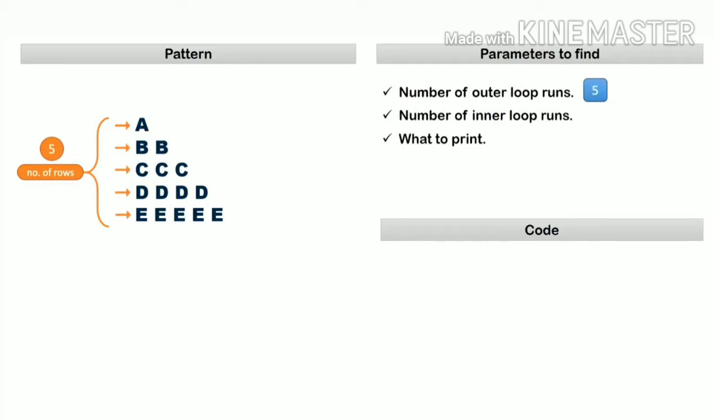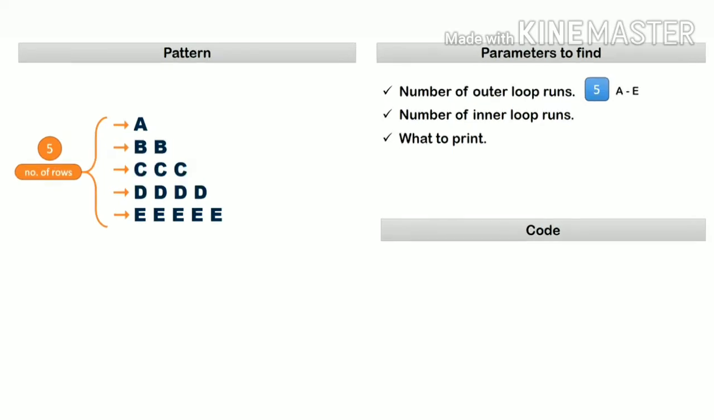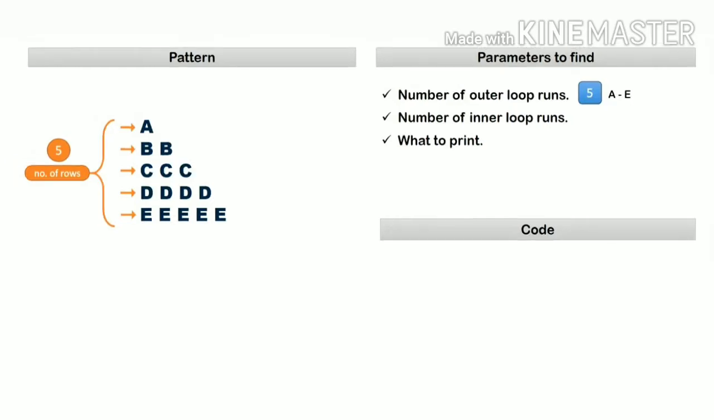We can take alphabet as a character. So here we will take A to E to run 5 times. For the outer loop we will take for I is equal to A, I less than equal to E and I plus plus. And next we have the number of columns. For this we will take an inner loop.